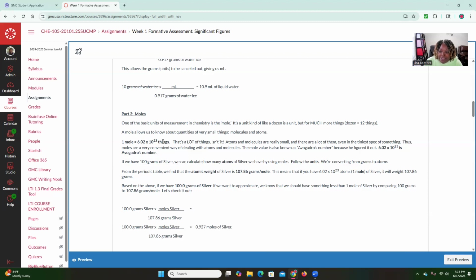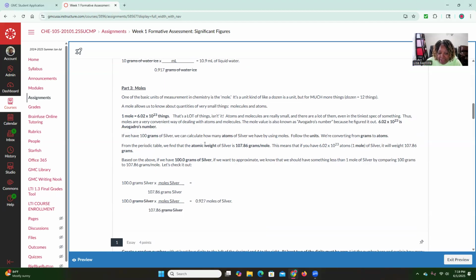It could be atoms if we're talking about an element. It could be molecules if we're talking about a compound. Okay. And so it has different terminology depending on what you're talking about.